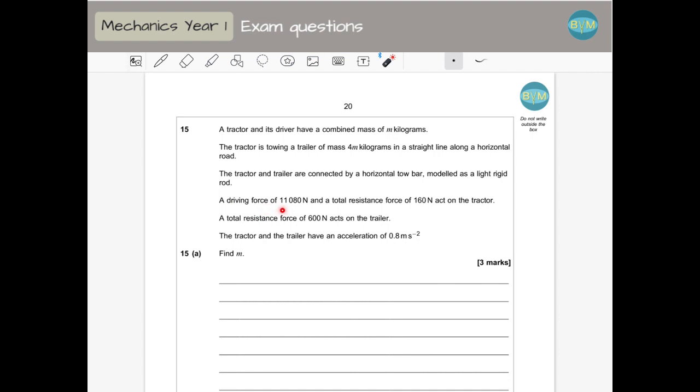We have a driving force of this value, and resistance forces of 160 on the tractor and 600 on the trailer, and we know the acceleration is 0.8 meters per second squared. First thing we have to find is the mass. So let's say this is the tractor and this is the trailer.